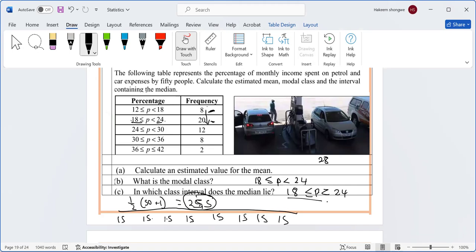Take the data. I'm looking for a person who's occupying position number 25,5. How do you get that person? First, you start with the people. The first 8 learners here got 15. After that, I have people who got 21. How many people got 21? They are 20. So where am I going to get the person who's in 25,5? The person at 25,5 is going to be between group 1 and group 2.